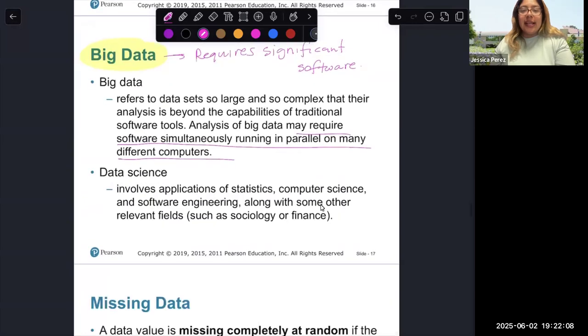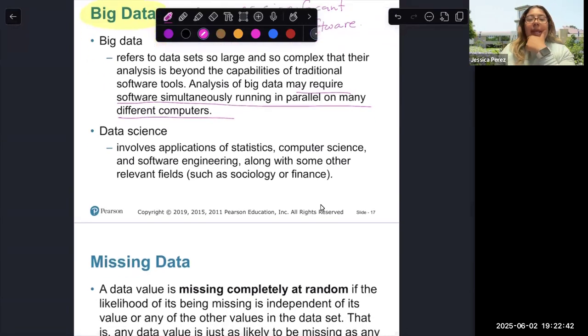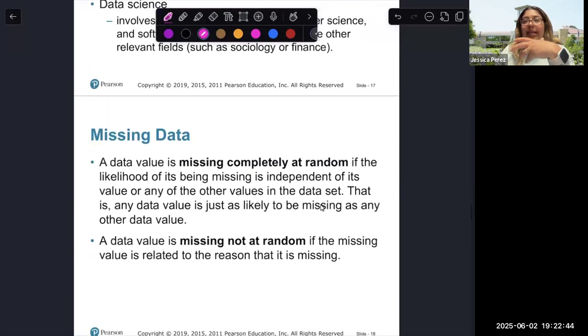That involves data science. It involves applications of statistics under computer science and software engineering, along with other related fields such as sociology and finance. So when you're working in the sociology field or the finance field, even the medical field, it involves data science as you're running statistics of huge things that require software engineering and computer science to be running those programs and being able to identify that big data and give you the results of what you're looking for. There's also something called missing data.